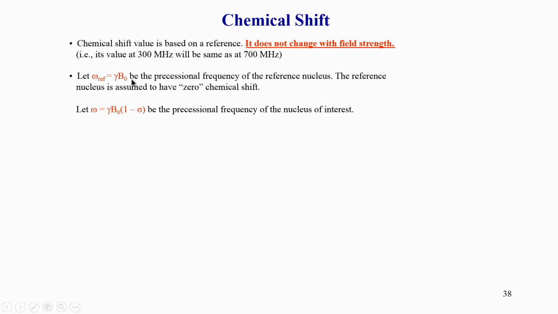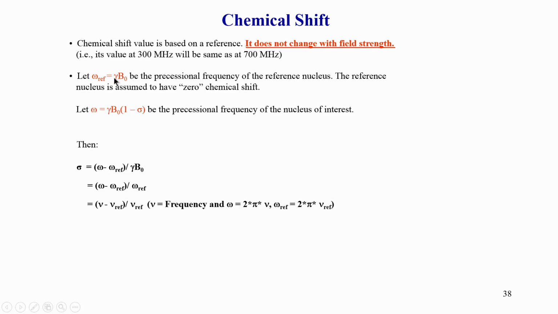So, it has a perfect resonance condition shown like this. Now, our proton of interest does not have 0 chemical shift, it has a finite chemical shift value, so its frequency will be like this. What we do next is subtract these two, and when we subtract and divide by gamma B0, you can do this calculation yourself, you will get this sigma. This sigma, the chemical shielding factor, is now mu minus mu reference divided by mu reference.